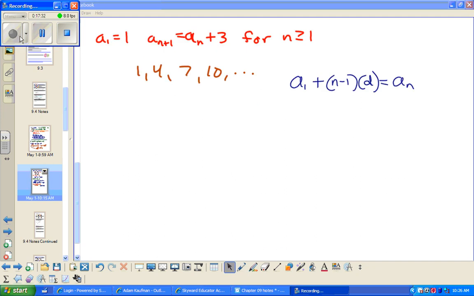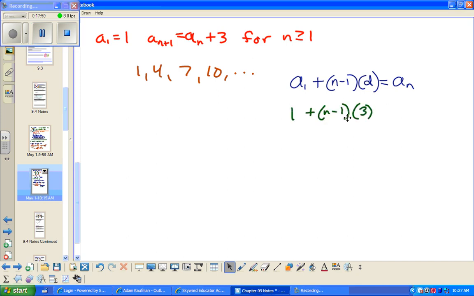Well, since you recognize it's arithmetic, go back to your arithmetic notes and remember that a sub n is going to equal a sub 1 plus n minus 1 times d. Knowing that, you can write out the formula. Plug in 1 for a sub 1. The difference: 4 minus 1 is 3, or 7 minus 4 is 3, or 10 minus 7 is 3, which means a sub n is going to equal 3n minus 2. Distribute the 3, combine your like terms. That's what you're looking at.